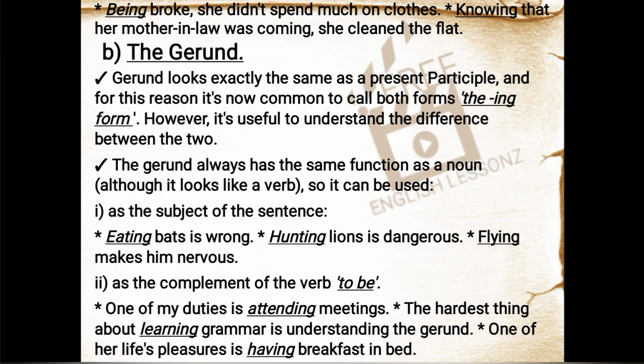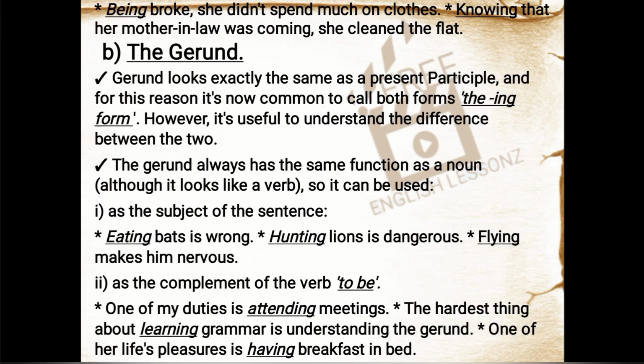B. The gerund. The gerund looks exactly the same as a present participle, and for this reason it's now common to call both forms the -ing form. However, it's useful to understand the difference between the two. The gerund always has the same function as a noun, although it looks like a verb, so it can be used: 1. As the subject of the sentence.